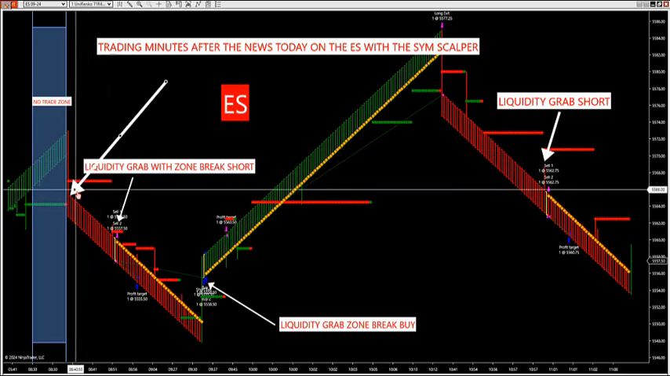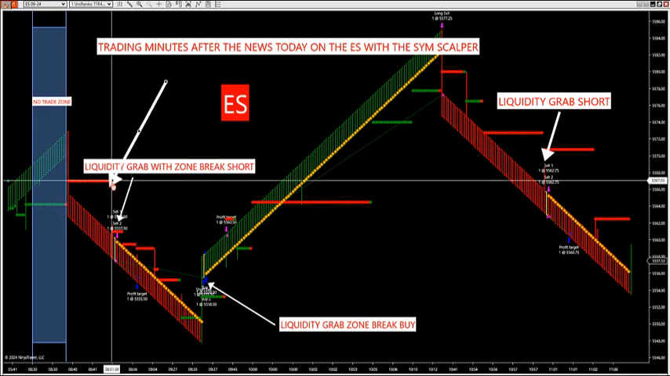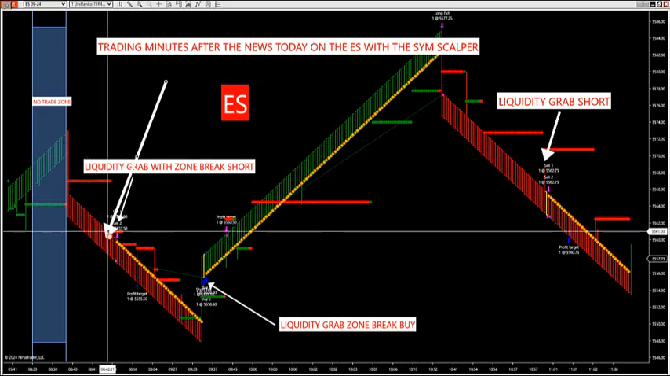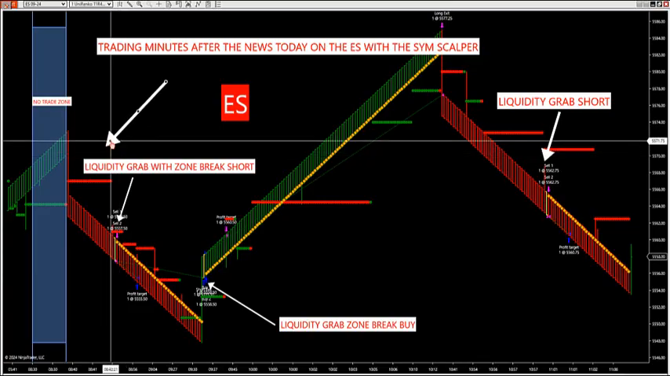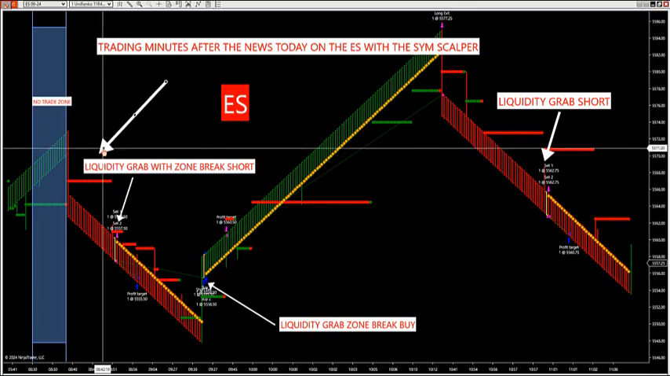Now, I was live in the room. I was talking live on the microphone as this was ticking live today. And as the market started moving down, we had this big, long liquidity grab. Now, what a liquidity grab is: if you have an institution or an algorithm or a bank or a hedge fund or a prop firm, they can't just go out there and short 100 contracts, 200 contracts, 500 contracts. It's going to affect the market, right?